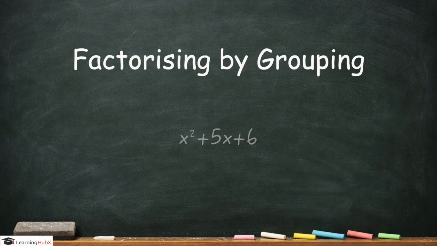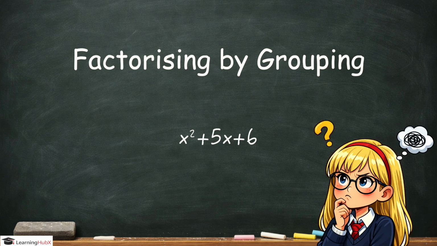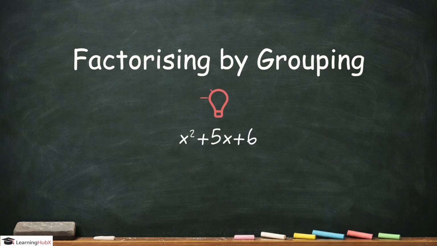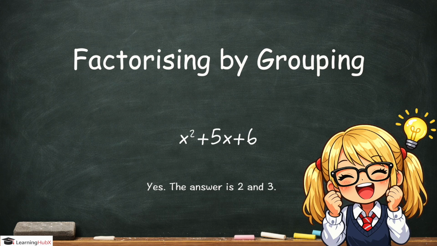Now let's introduce something new. x squared plus 5x plus 6. Instead of jumping straight into brackets, let's think about what we actually need. We need two numbers that multiply to 6 and add to 5. Pause for a moment and see if you can work it out first. Yes, you are right. The answer is 2 and 3.